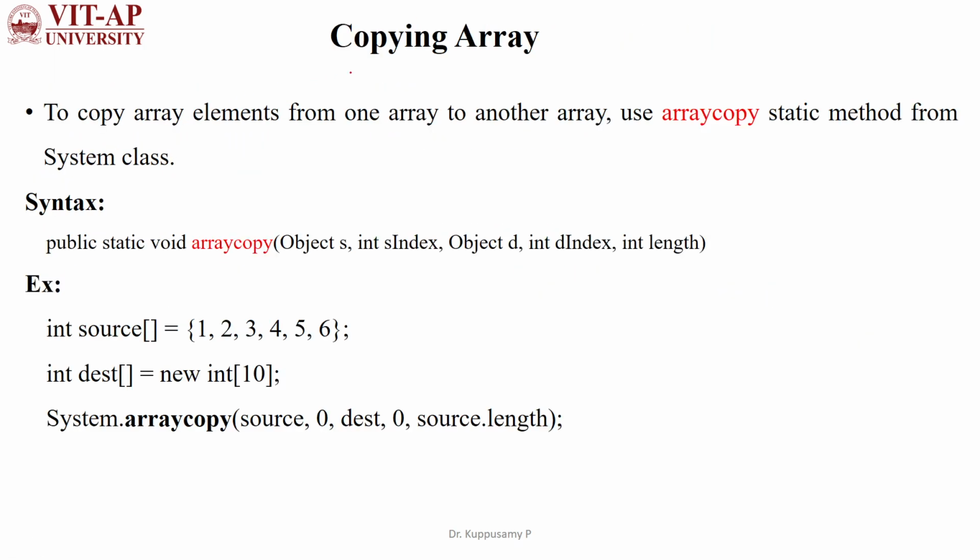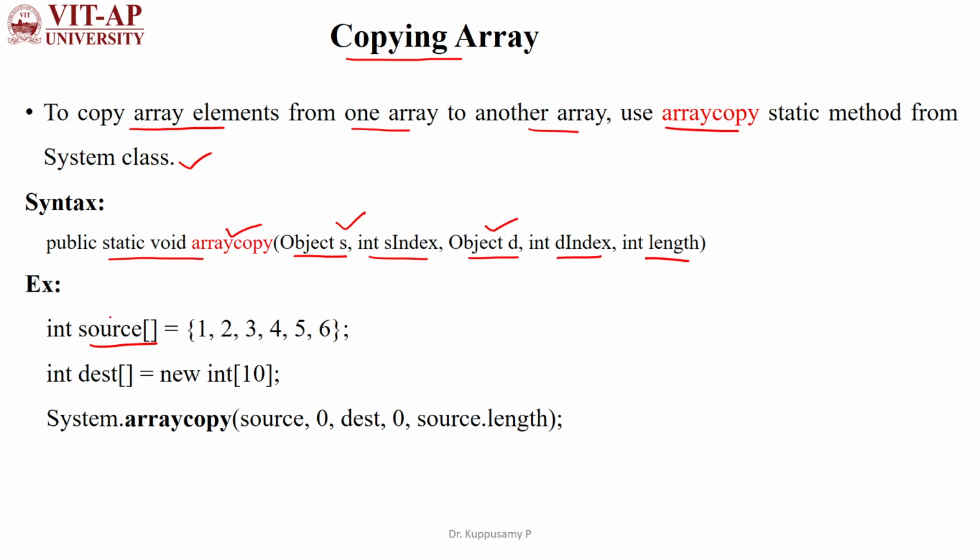So now we are looking at copying an array. To copy the given array elements from one array to another array, we can use the arraycopy static method from the System class. Here the syntax is given: public static void arraycopy. Here the source array is given, then the starting index, this is the destination array, then the destination starting index, and the length is also given here.